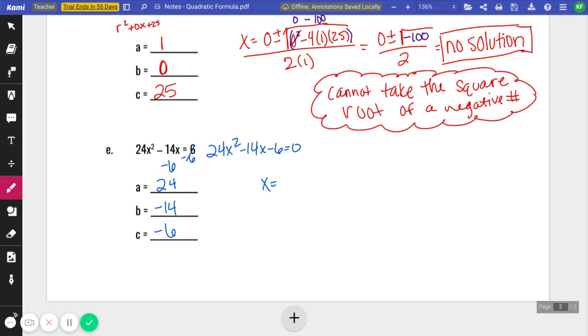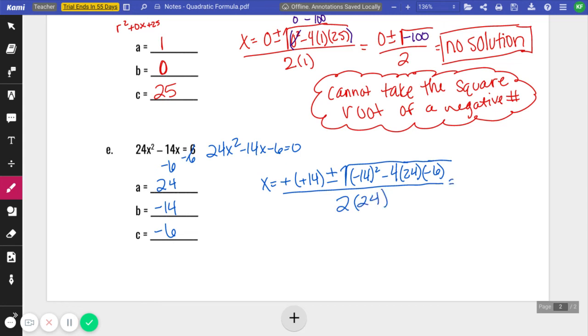So I'm going to have negative B, negative 14, so change that to plus real quick, plus or minus the square root of negative 14 squared minus 4 times A, which is 24, times C, which is negative 6, all over 2 times 24. Now I can already tell you with these giant numbers, there's going to need to be a calculator involved at some point.